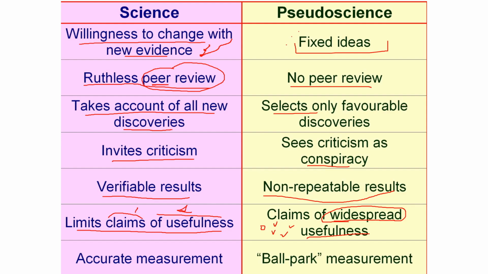Then science has accurate measurement. In order to be published in a scientific journal, scientists need to very carefully describe how they did the experiment, how much of everything they used. Everything is measured, and how the procedure was done is very accurate. In pseudoscience, it's the opposite. It's ballpark measurements, as they say. It doesn't have very accurate measurement.